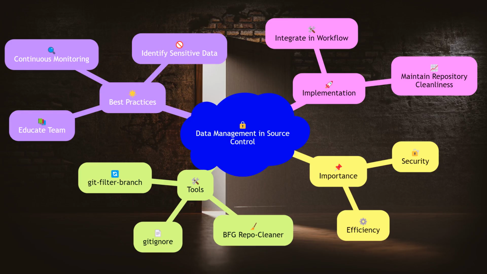Removing specific data from source control is a critical practice for maintaining security and efficiency in a development environment. By understanding the importance of data management, identifying sensitive data, using tools like .gitignore, BFG Repo Cleaner, and Git Filter Branch, and following best practices, you can ensure that your repository remains clean and secure. The next steps involve implementing these practices in your workflow, educating your team, and continuously monitoring the repository for sensitive data. By doing so, you can prevent potential security breaches and maintain a robust source control strategy.